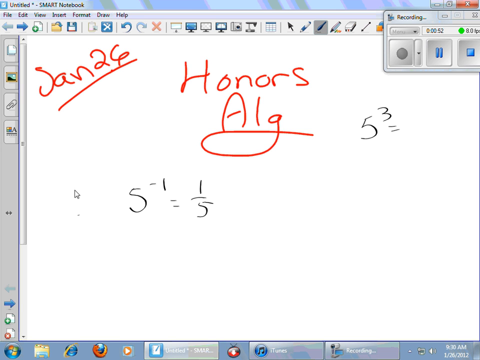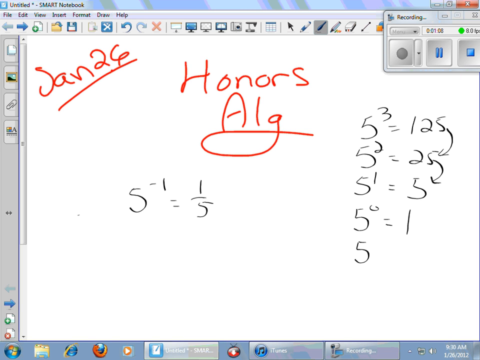5 to the third equals 125. 5 to the second equals 25. 5 to the first equals 5. And then remember from previous video, I divide by 5 to move down the column. So therefore 5 to the 0, I must divide 5 by 5. I must get 1. 5 to the negative first, I got to divide by 5. Oh, that'd be 1/5. So 5 to the negative first is 1/5. A negative exponent means to use the stairs.